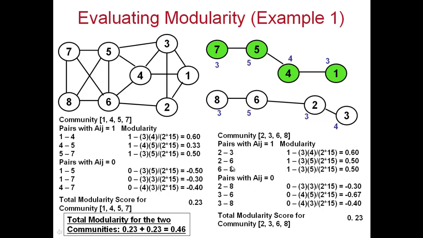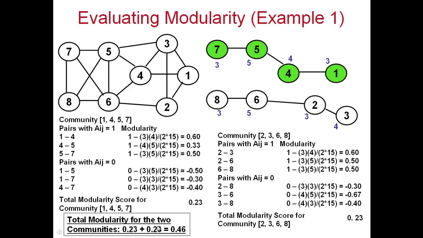Likewise for 2 and 6, again based on the original graph, the degree is 3 for 2 and for 6 it is 5, so it's 3 times 5 divided by 2 times 15, 1 minus that. The pairs that don't have an edge are 0 minus the product of the degrees divided by 2 times the number of edges. It's just coincidental for this community that you also get 0.23. It need not always be the case. You could get different numbers.